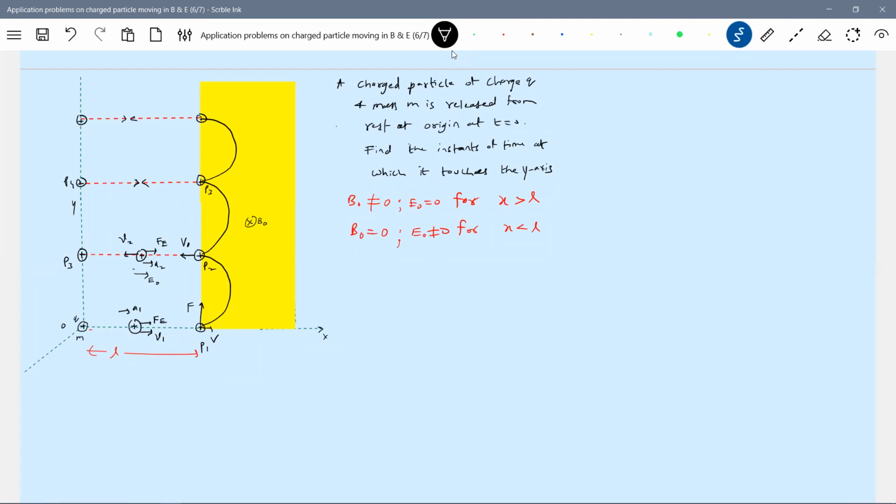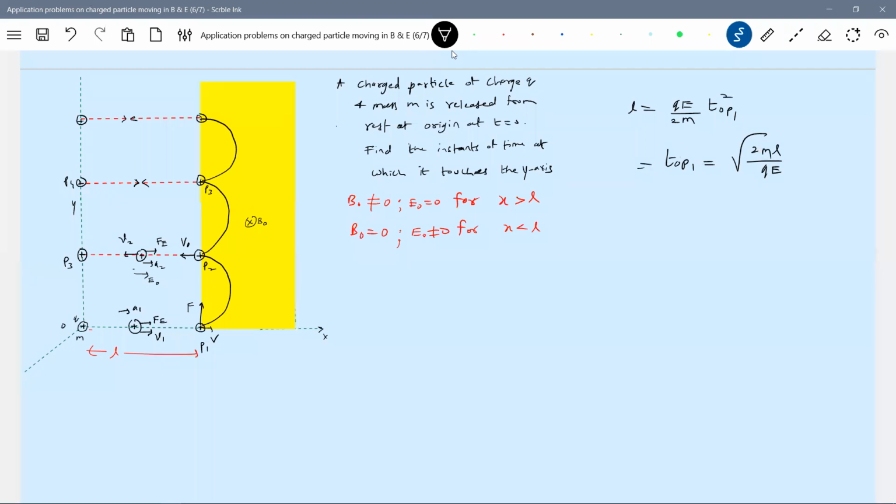So the time it will take to move from O to P1 is the same as the time to move from P2 to P3. So we'll go for the time calculations first. Time taken to move from O to P1: L equals half (QE by M) T_OP1 whole square. So T_OP1 should be equal to the square root of 2ML by QE.